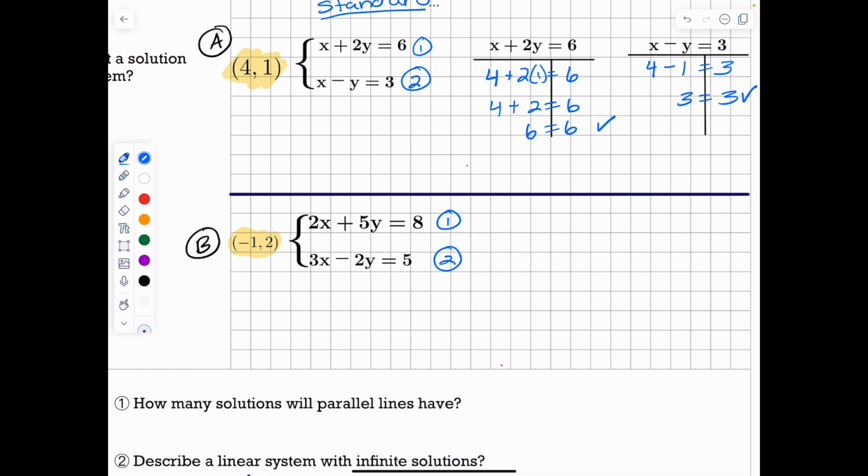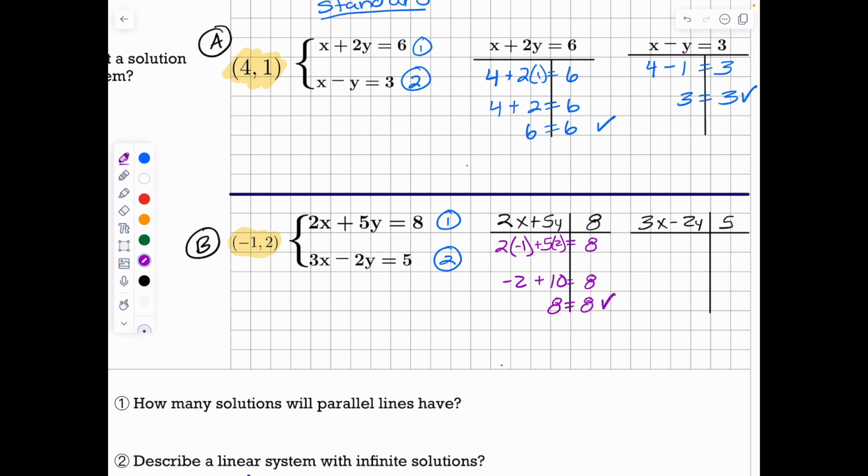So I check this out by building a couple of T-charts. Here we go. My first one, 2x plus 5y. Does that equal 8 when I plug in negative 1, 2? And the other one, 3x minus 2y equals 5. All right, so I need to find out, is that point common for both of these lines? And I just plug it in. My x value is negative 1, and my y value is 2. 2 times negative 1, of course, is negative 2. 5 times 2 is 10. And I end up with 8 is equal to 8. That absolutely checks.